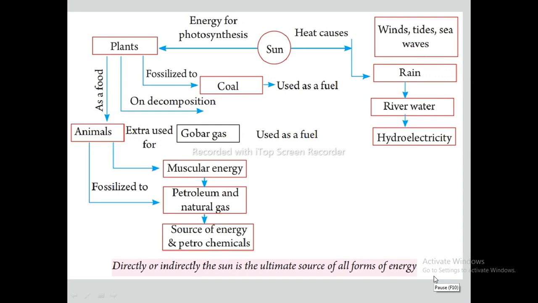Directly or indirectly, the sun is the ultimate source of all forms of energy. Wind energy is the outcome of solar energy. Biofuel and fossil fuel are outcome of solar energy. Hydroelectricity is the outcome of solar energy. Winds, tides, sea wave, they are also the outcome of solar energy.